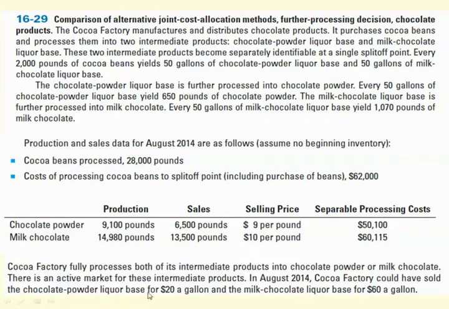For this part in the problem, it said there is an active market for these intermediate products, meaning that if the factory wants to sell the intermediate products, which are the liquor bases number 1 and number 2, the factory can sell them, but it will not sell them at this point. But if it wants to sell them, it could have sold the chocolate powder liquor base for $20 per gallon and the milk chocolate liquor base for $60 per gallon.